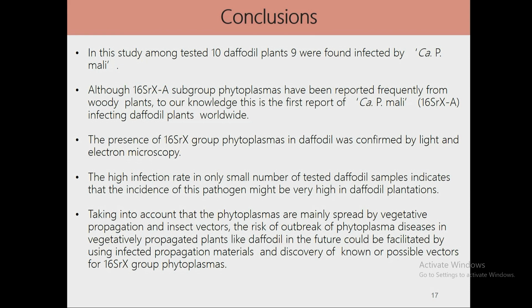It's a high infection rate, so only in a small number of tested daffodil samples indicates that the incidence of this pathogen might be very high in daffodil plantation. So we need to think about phytoplasmas are mainly spread by vegetative propagation and insect vectors. So the risk of outbreak of phytoplasma diseases in vegetative propagations, like daffodils, in the future could be facilitated by using infected propagation materials and discovery of known and possible vectors for group 10 phytoplasmas.